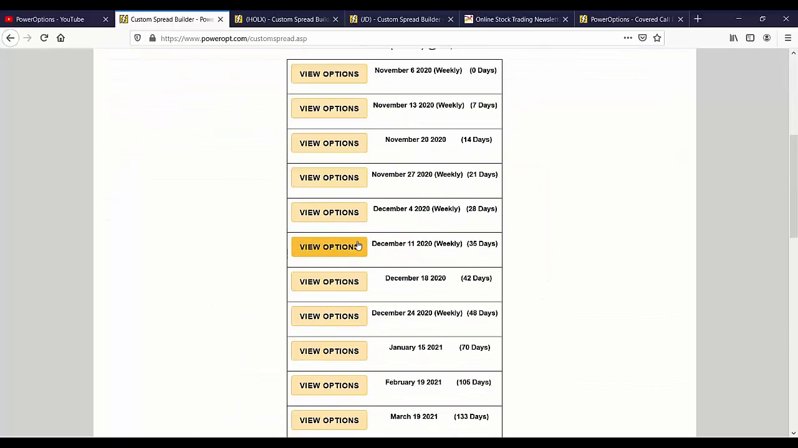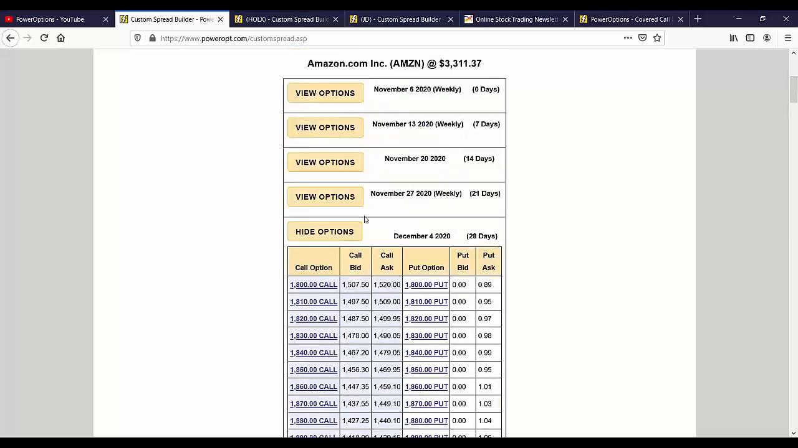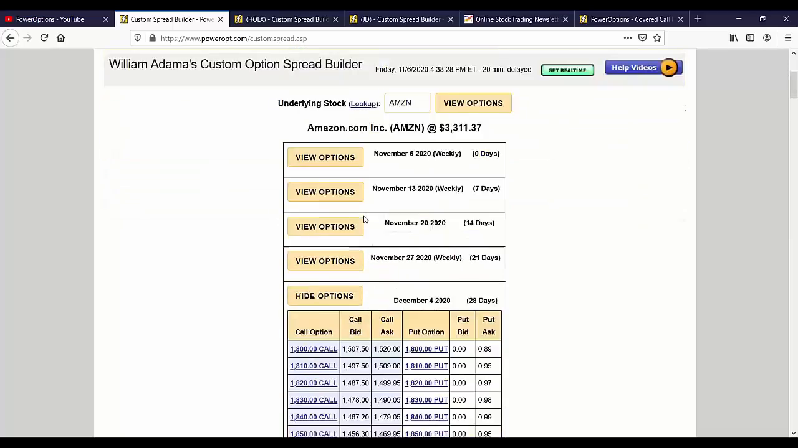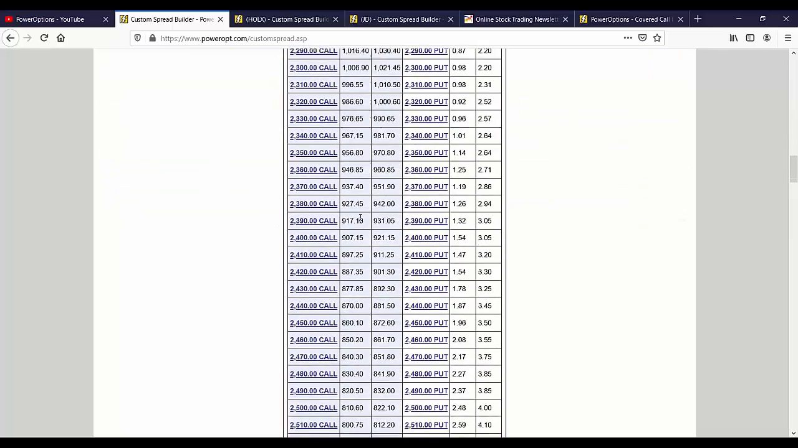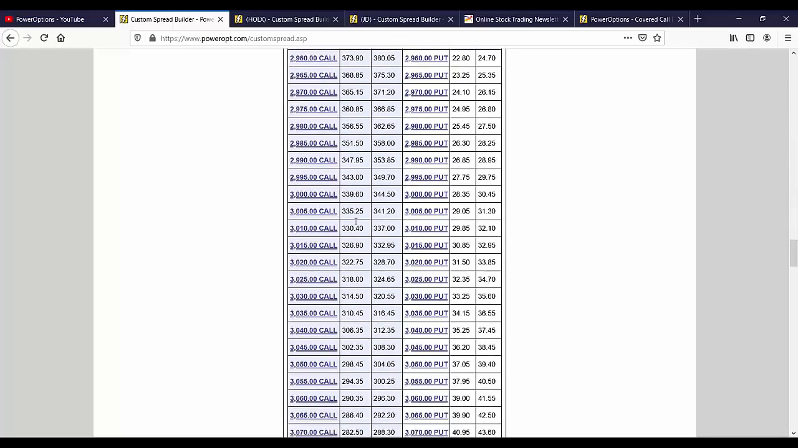We can go to standard expiration that's 42 days out, but let's just keep it 28 days out. Amazon, of course, is currently at 3311. So we're going to take the at the money call and sell it. Sorry for the scrolling, a lot of numbers here.